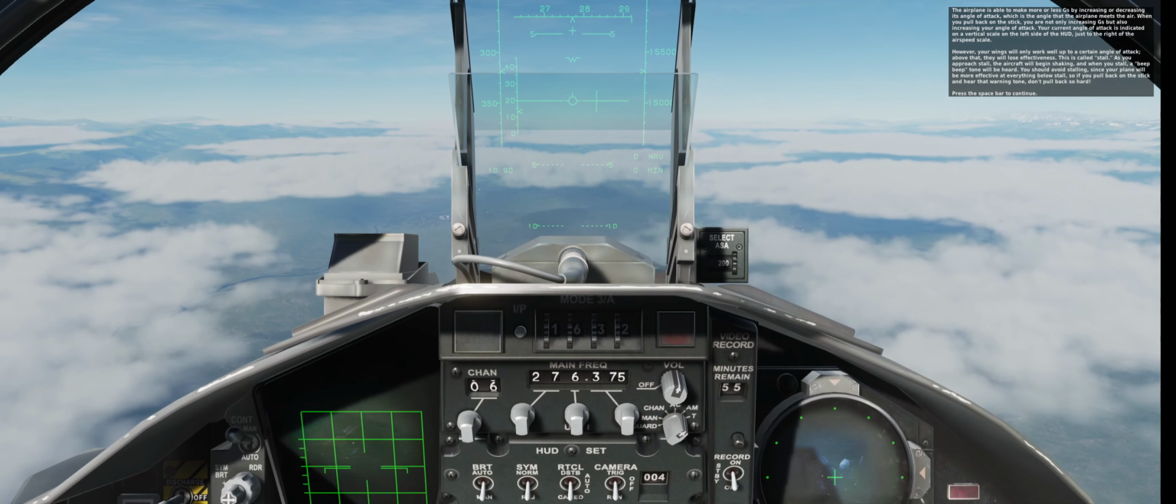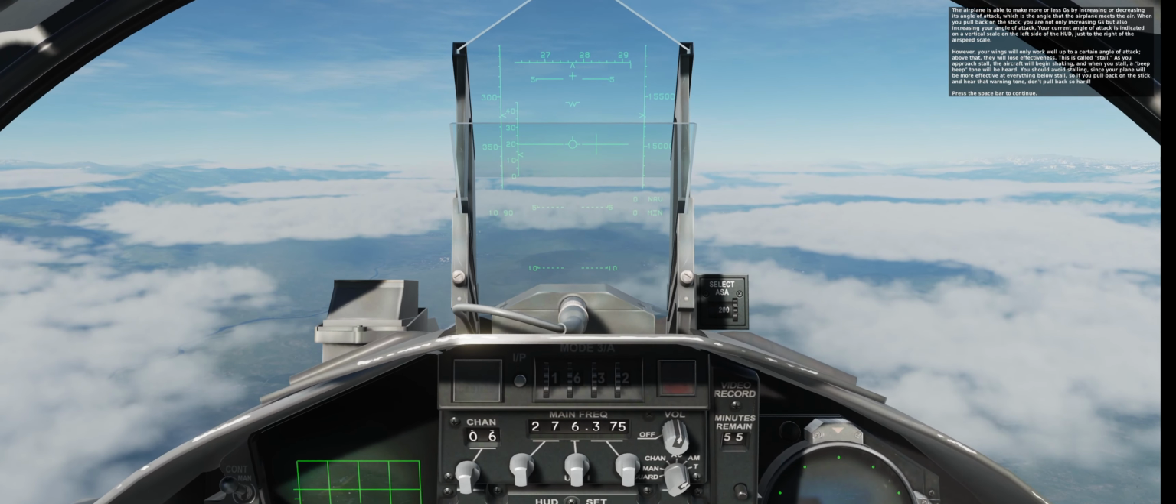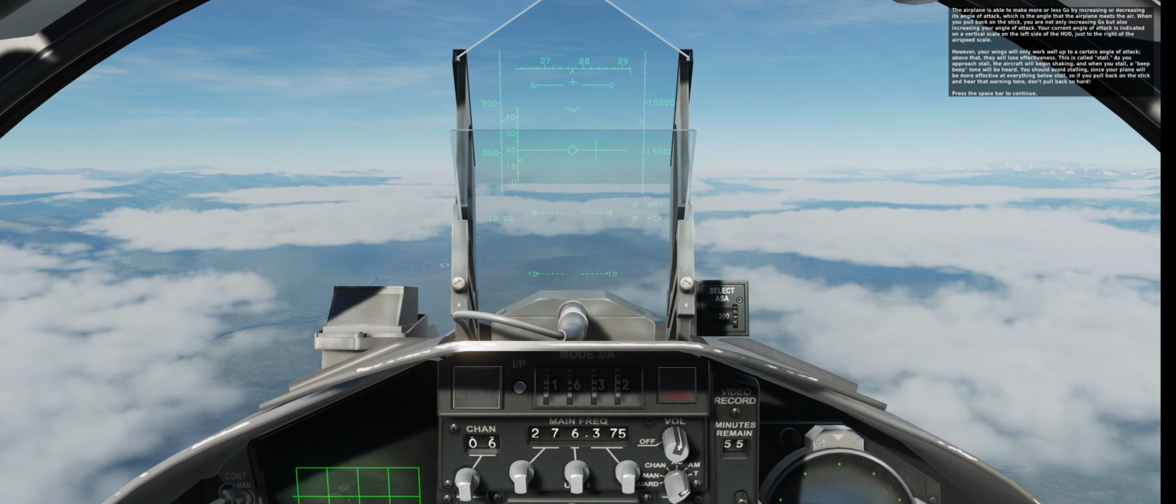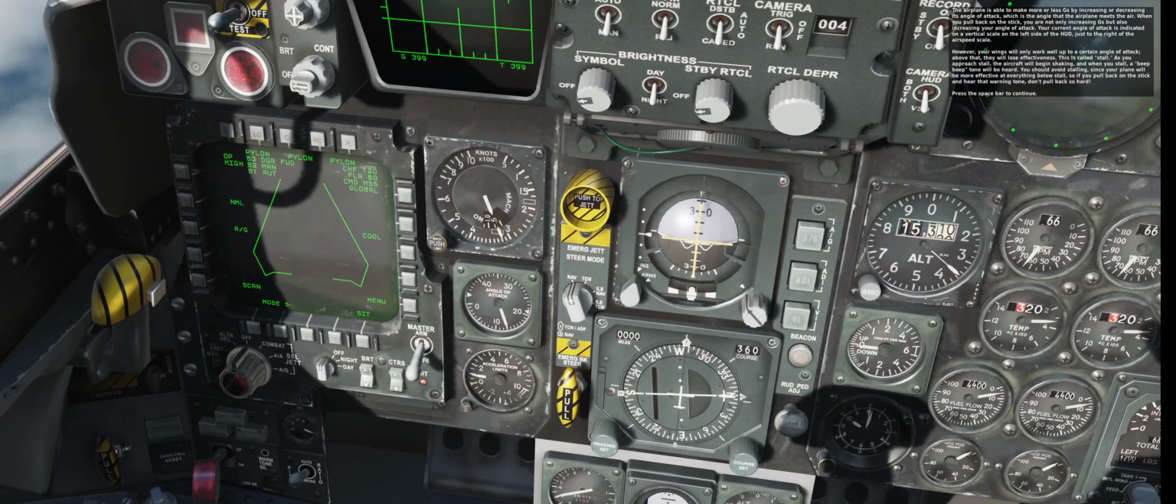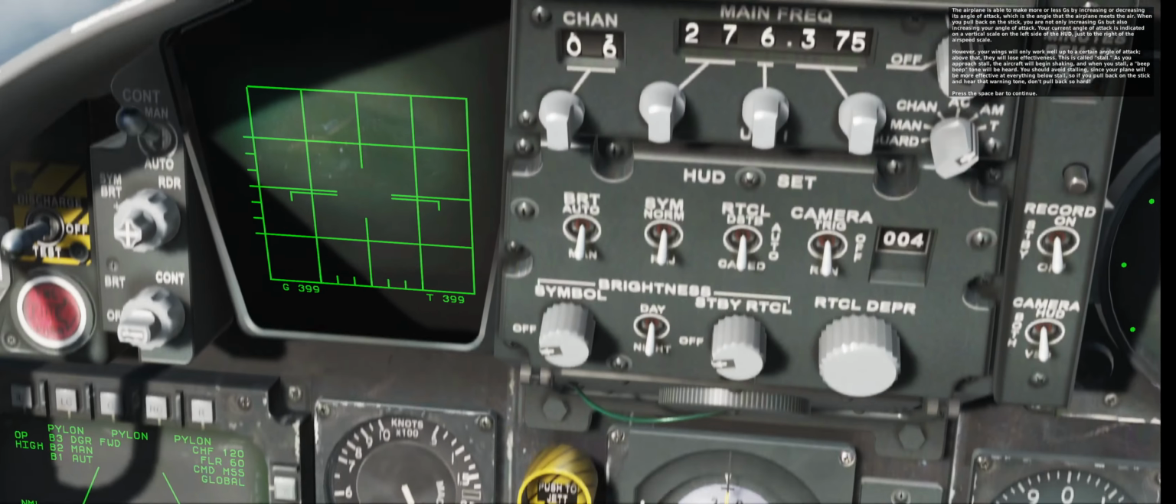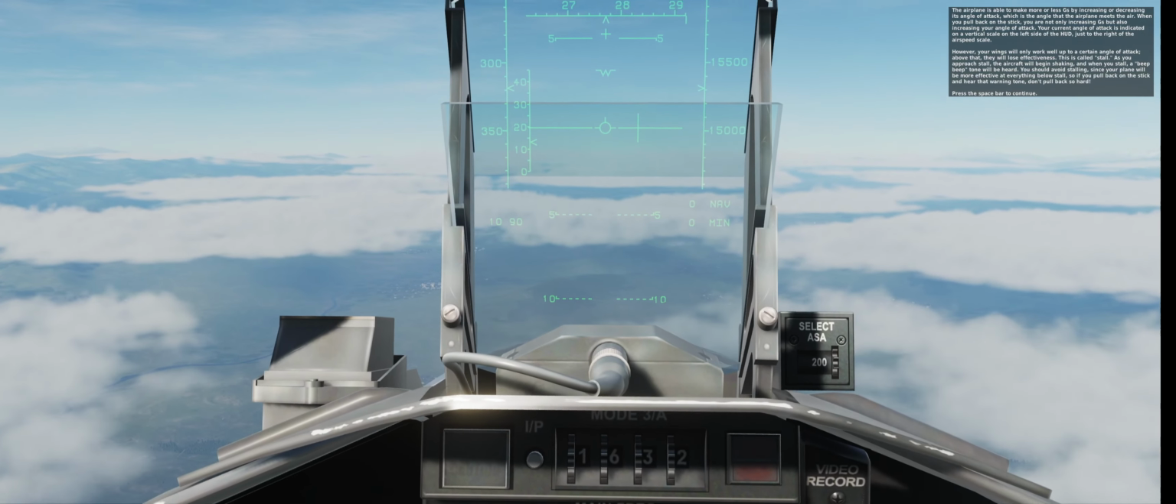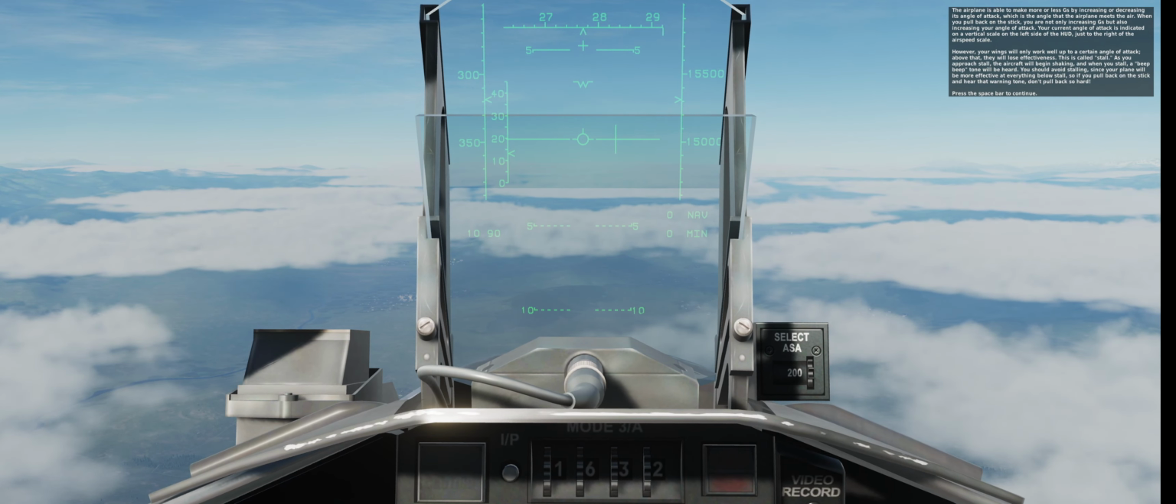The airplane is able to make more or less Gs by increasing or decreasing its angle of attack, which is the angle that the airplane meets the air. When you pull back on the stick, you are not only increasing Gs, but also increasing your angle of attack. Your current angle of attack is indicated on a vertical scale on the left side of the HUD, just to the right of the airspeed scale.